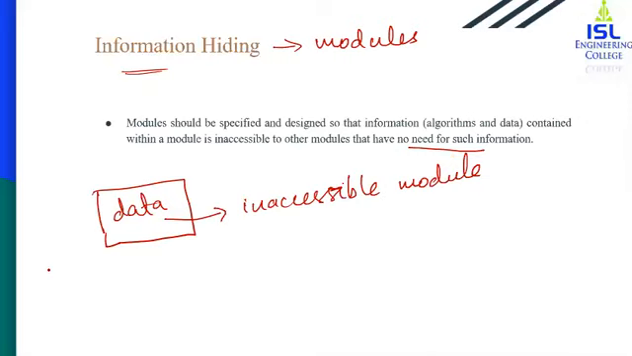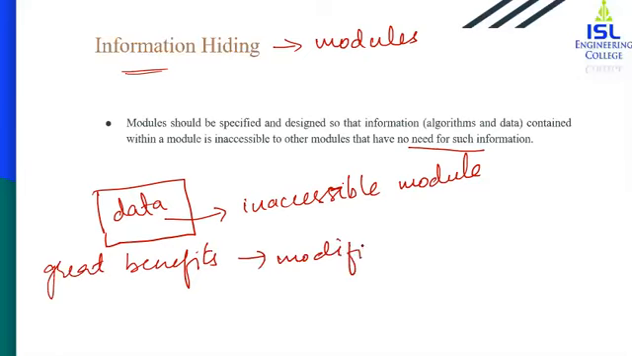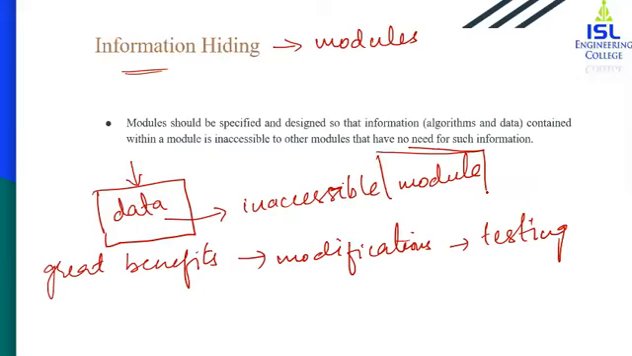Now this information hiding is going to give great benefits whenever you're making any modifications within the software, and later within the testing phase. How is it going to give you greater benefits? When you have information hiding, there's one module and there is another module. This module is unable to access data that is stored within another module. By this you are safeguarding the information and you are avoiding accidental errors within the software.